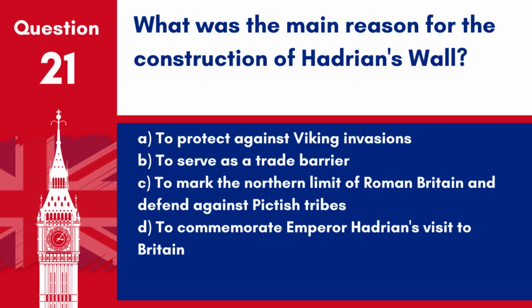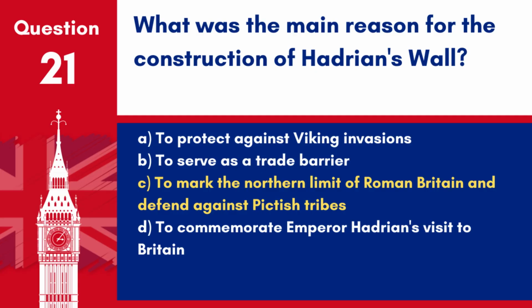Question 21. What was the main reason for the construction of Hadrian's Wall? A. To protect against Viking invasions. B. To serve as a trade barrier. C. To mark the northern limit of Roman Britain and defend against Pictish tribes. D. To commemorate Emperor Hadrian's visit to Britain.